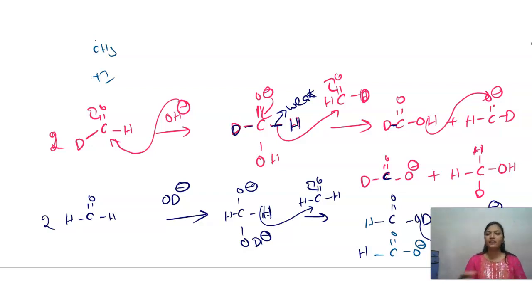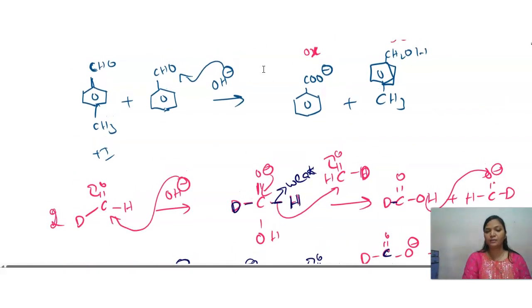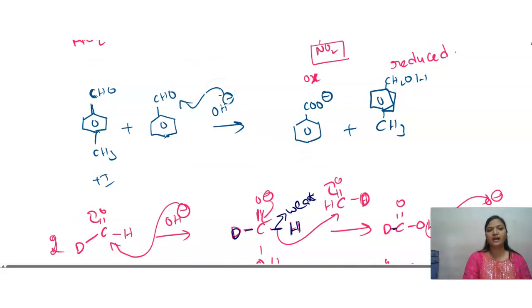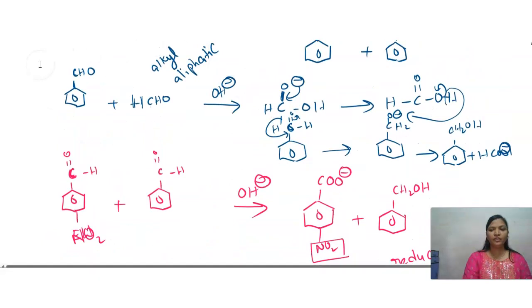So like this, different compounds will produce different types of products. So this is about the Cannizzaro reaction, which is a disproportionation reaction. The compound which undergoes oxidation is the highly reactive compound towards nucleophilic addition reaction, with a highly electropositive carbon, and the compound that is less reactive towards nucleophilic addition reaction will undergo reduction. So this is about the Cannizzaro reaction. Thank you.